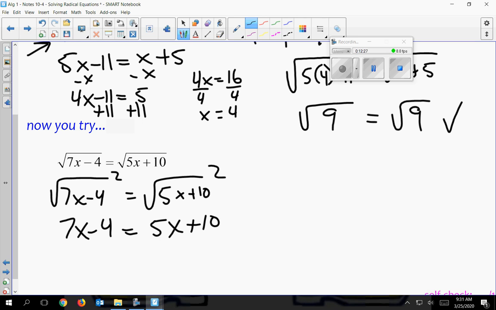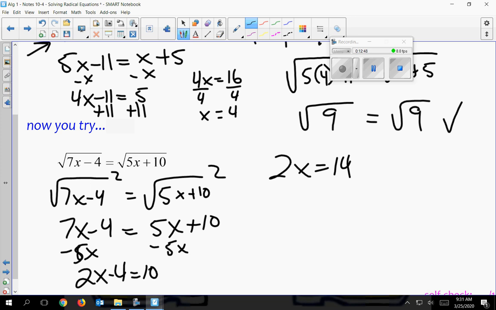Okay, so I square both sides, got that, and solve for x. I'm going to get rid of the 5x first on both sides. I'm going to get 2x minus 4 equals 10. I'm going to go ahead and then add 4 to both sides. So I get 2x equals 14. I'm going to go ahead and divide both sides by 2. And x equals 7. Okay.